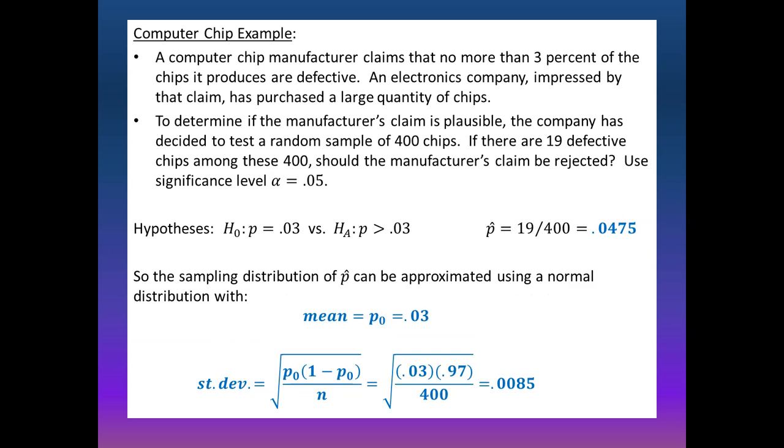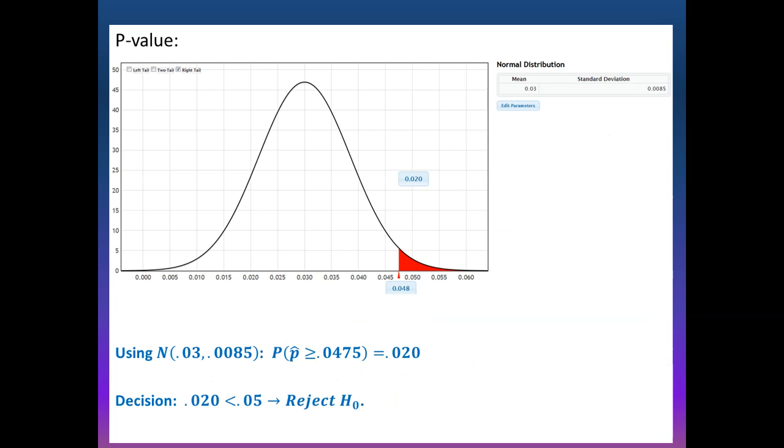We have a large enough n, so we can apply the central limit theorem, and that means that the sampling distribution of p hat can be approximated using a normal distribution with a mean of p0, which in this case is 0.03, and a standard deviation of the square root of 0.03 times 0.97 over 400, which to 4 places would be 0.0085.